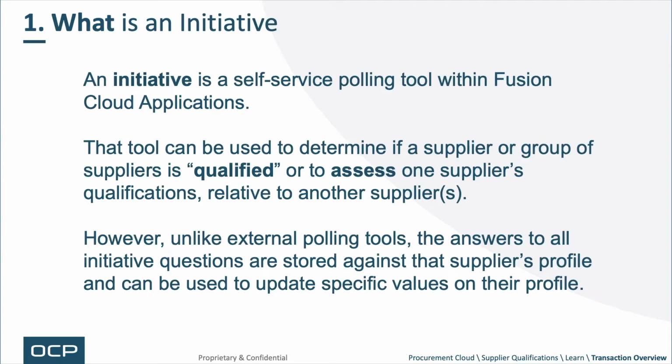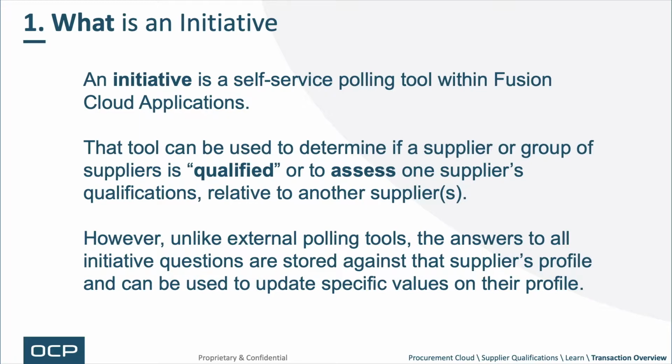So let's get started. First, what is an initiative? Well, an initiative is a self-service polling tool within Fusion Cloud applications. That tool can be used to determine if a supplier or group of suppliers is qualified, or to assess one supplier's qualifications relative to another, meaning to score them.